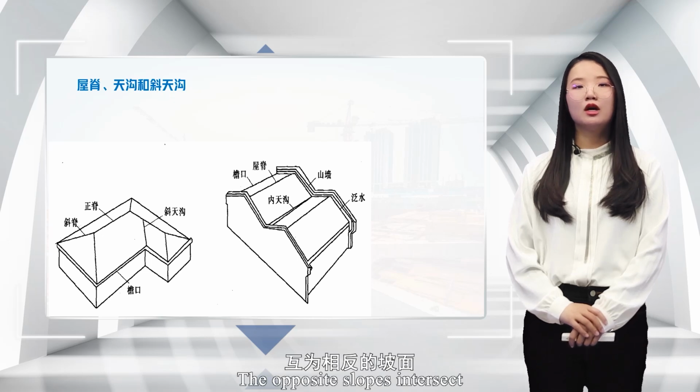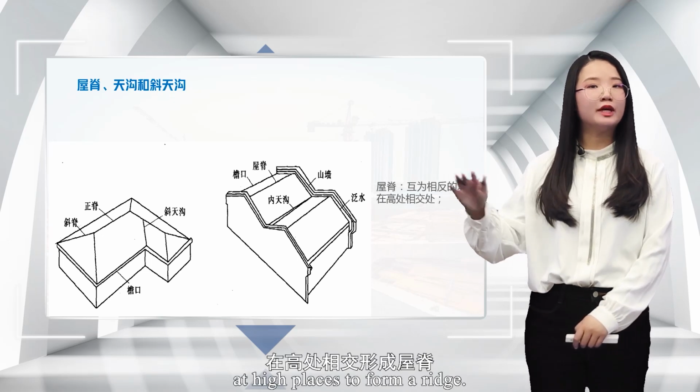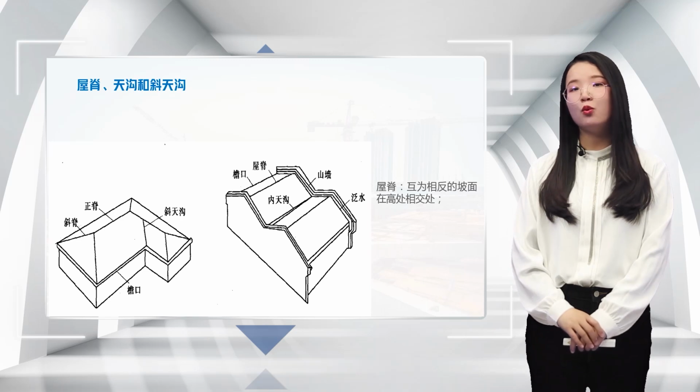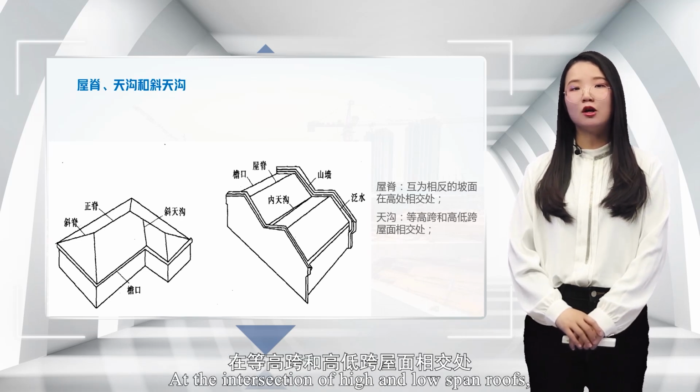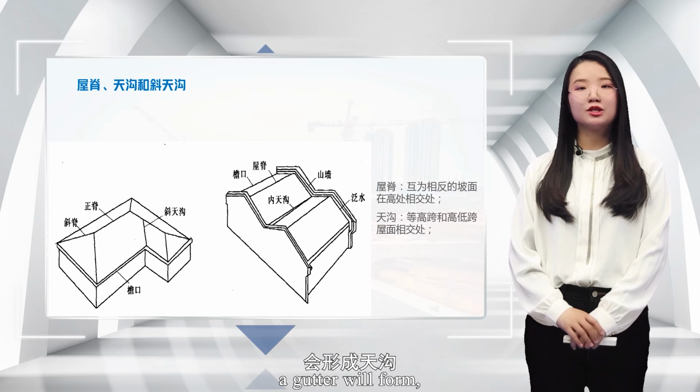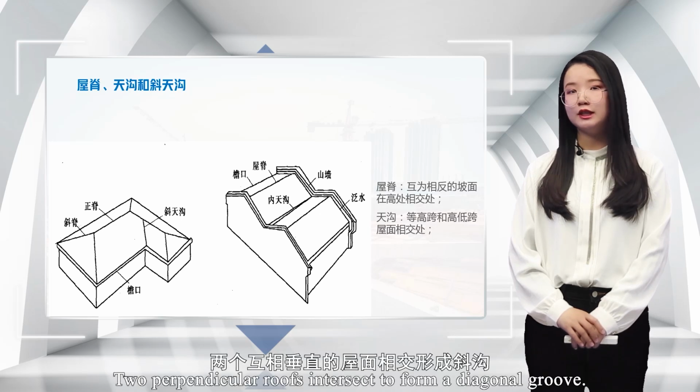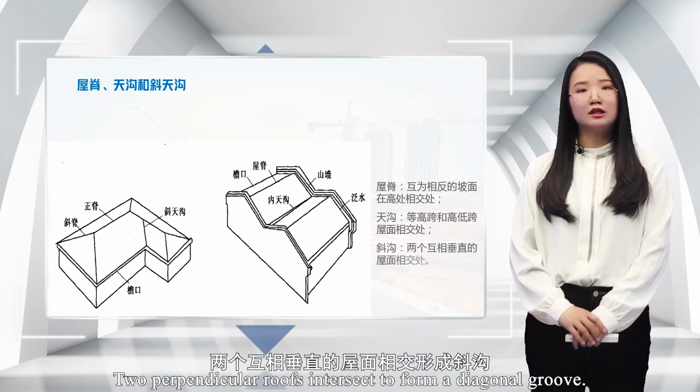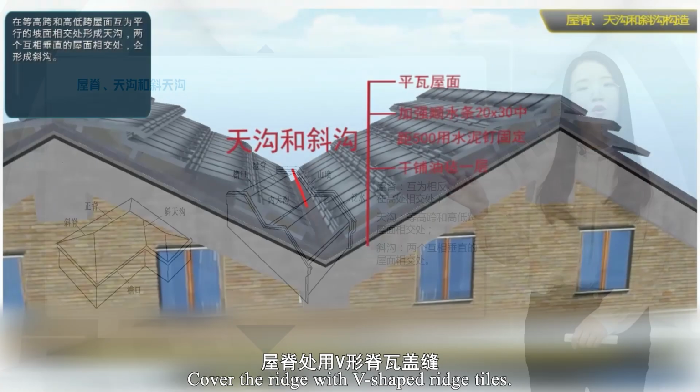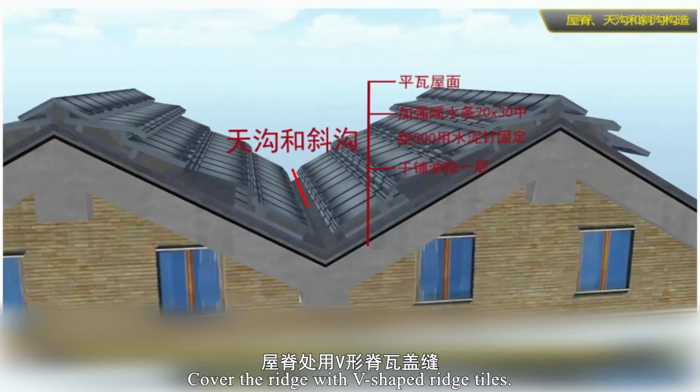Third, roof ridge, gutter, and diagonal ditch. The opposite slopes intersect at high places to form a ridge. At the intersection of high and low span roofs, a gutter will form. Two perpendicular roofs intersect to form a diagonal groove. Cover the ridge with V-shaped ridge tiles.